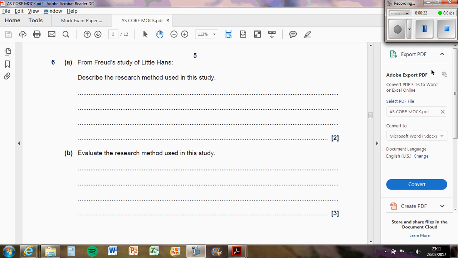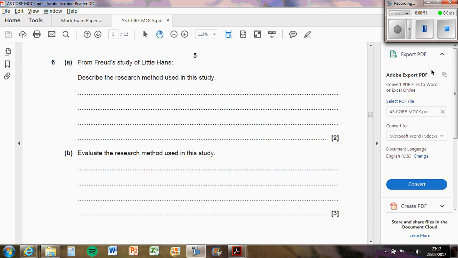So in this one, to get yourself context, you need to say Little Hans, who was 3 to 5 years old from Vienna, because that's all the stuff that you know about the sample. So that gives you lots of context. So they're looking at one individual, they're looking at them over a long period of time, so from the age of 3 to 5 years. If you put the age in, that's the context for that point. And then also they're looking in depth and in detail at his horse phobia. So all of that would get you the first 2 marks for 6A.